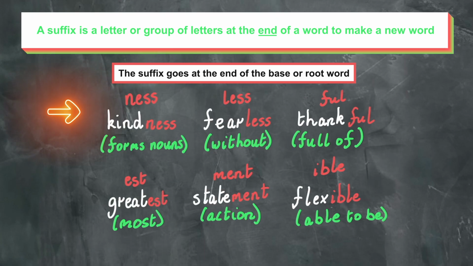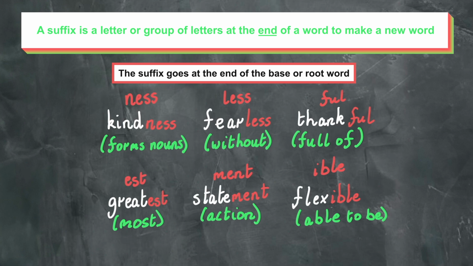If we look at kindness for an example, we can see that kind is the base word and ness is the suffix. The same for fearless. Fear is the base word with less as the suffix at the end of the word. And in the rest of these examples, you can see the base word in white and the suffix at the end in red. When we add ness to a word, it turns adjectives into nouns.